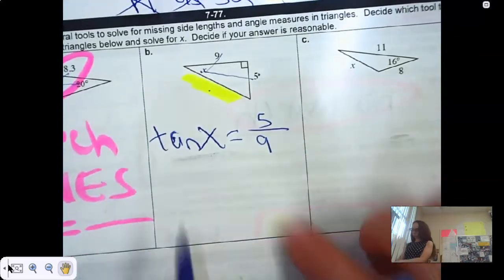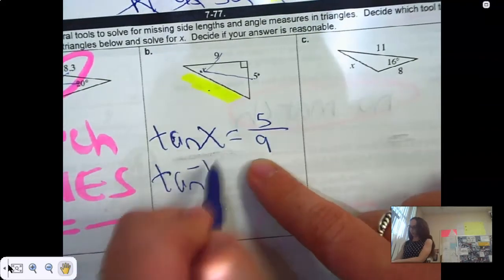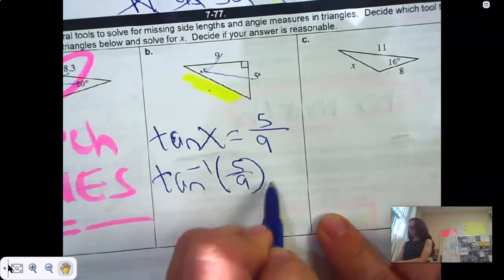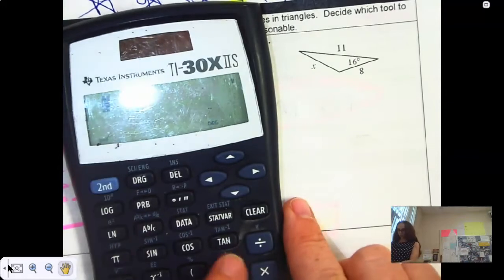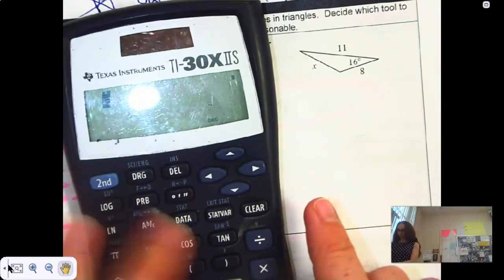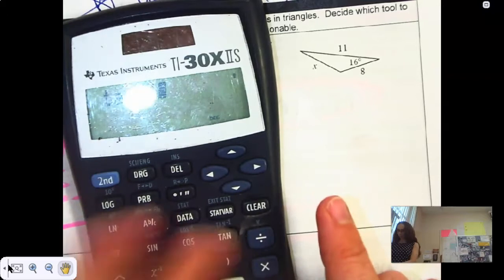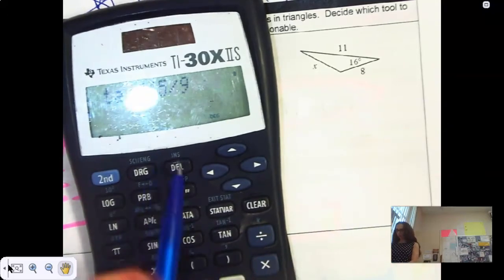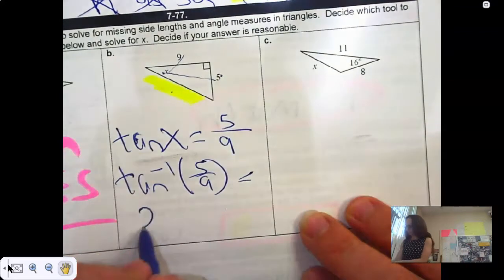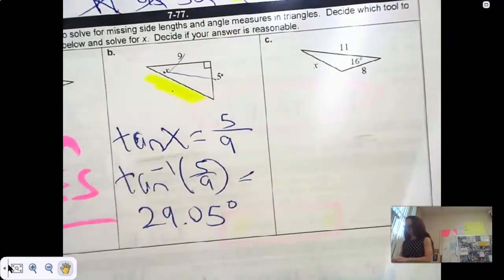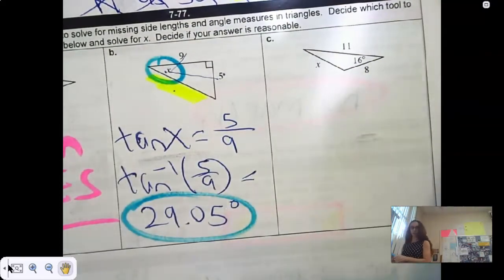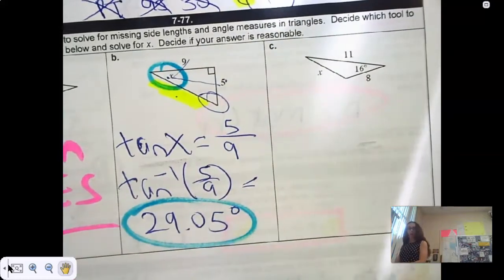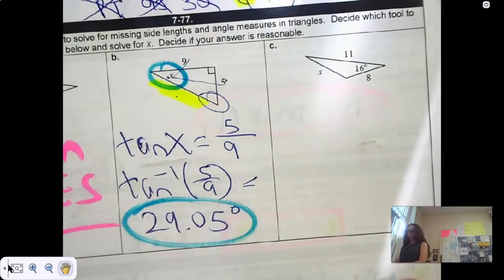How would you solve this? Well, you know, do the inverse tan. Make sure it's in the right mode, and then you get your degrees. So I'll do that right now so you can see. Inverse tan, inverse tan. Okay, let's try third time's the charm. Yep. 5 divided by 9, round to the nearest hundredth, 29.05 degrees. Okay, so that means this is 29.05. Could you find this? Yeah. Go 90 minus that, and you get the answer.